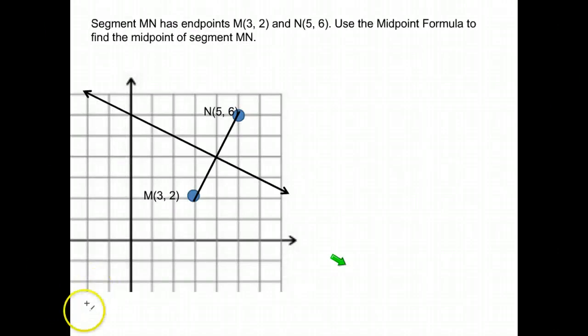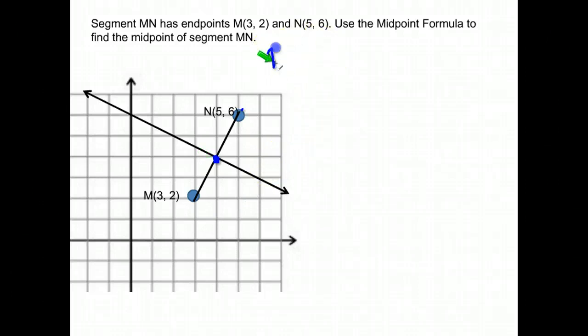All right, segment MN, which is shown in our graph here, has endpoints at (3, 2) for M and (5, 6) for N. Use the midpoint theorem to find the midpoint of segment MN. Now, this point here looks like it may be the midpoint, but they wanted us to use the midpoint formula to find out exactly where the midpoint is.